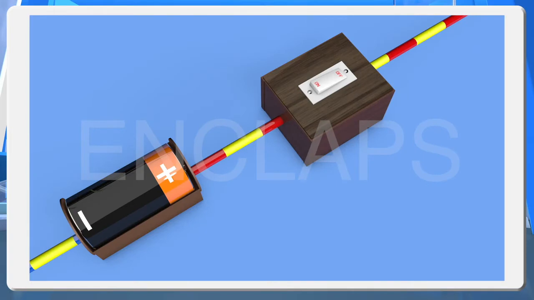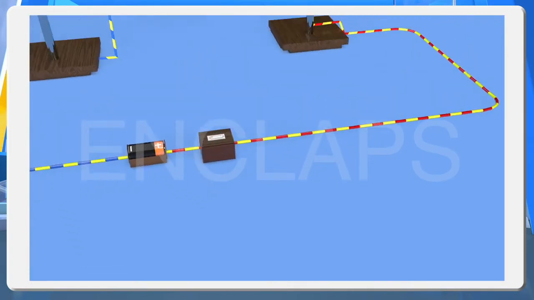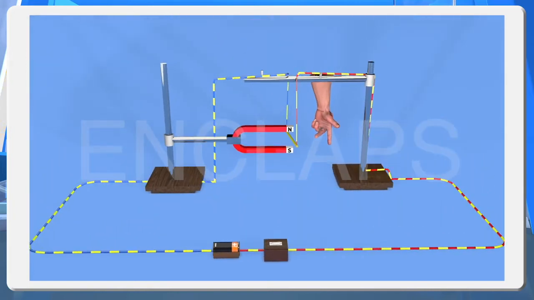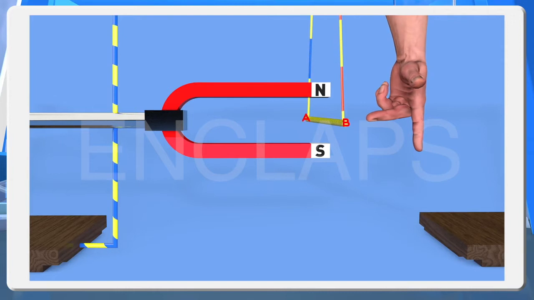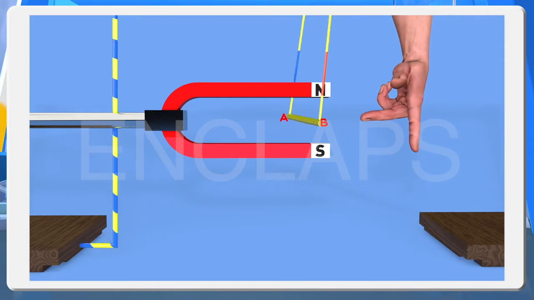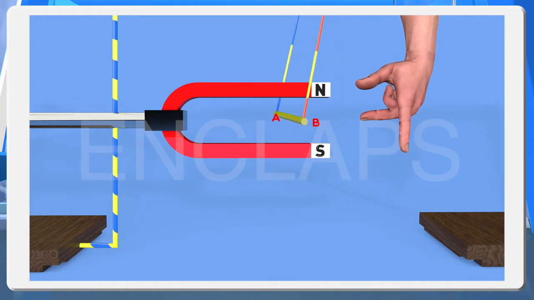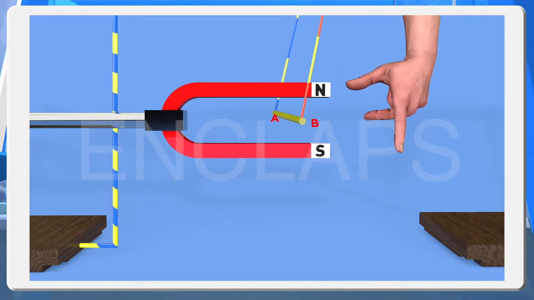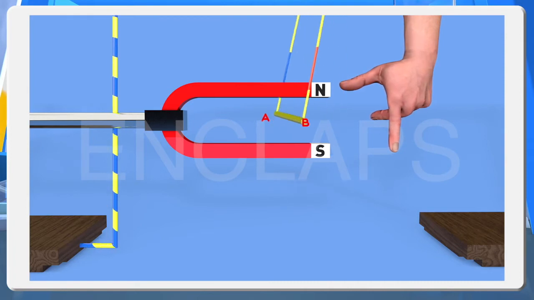Now the battery is reversed to reverse the current. Hold the hand in such a way that the middle finger is from A to B, that is into the plane of the screen. The forefinger from north to south, that is downward. Now the conductor is moving in the direction of thumb, that is towards the left side.